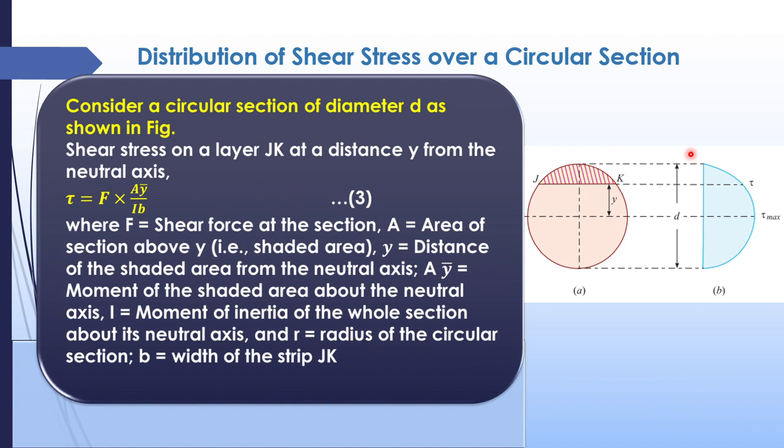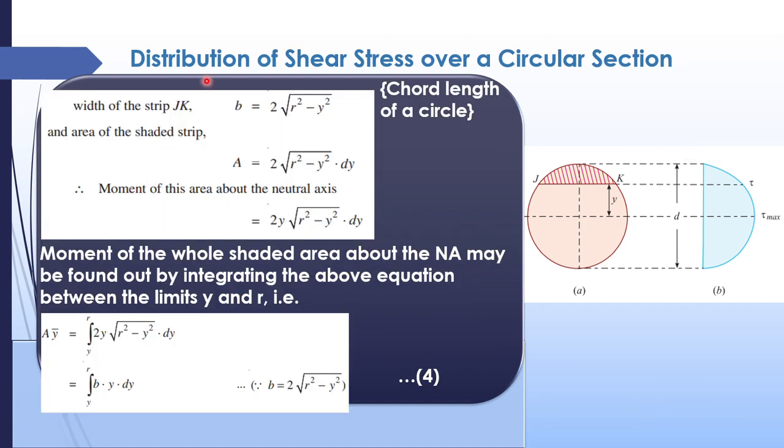Now for a circular beam, if the beam is circular in shape, what will be the shear stress distribution diagram? The general equation is F into A y bar divided by I b, and we are considering a small strip at this point. Now what is this JK? JK is the chord of the circle. We have to find JK. JK is nothing but a chord of this particular circle.